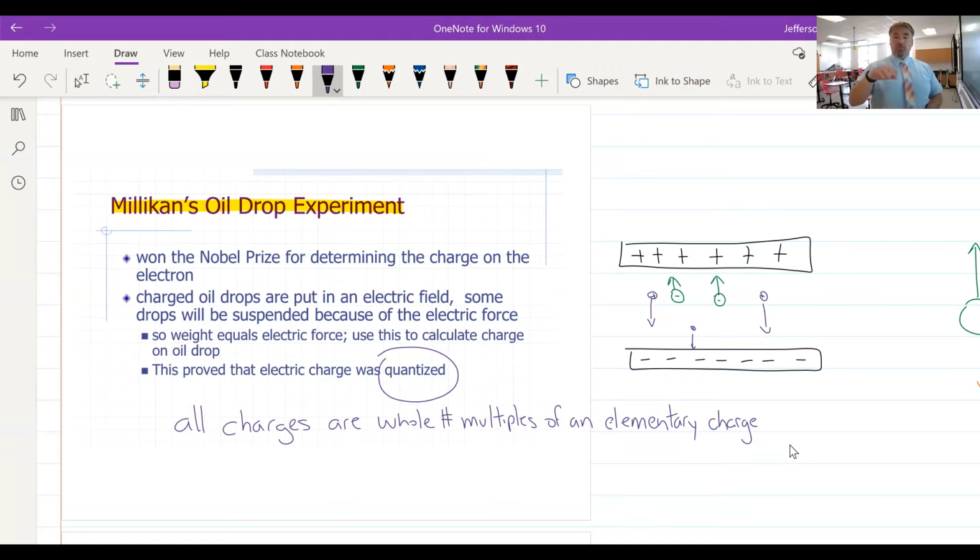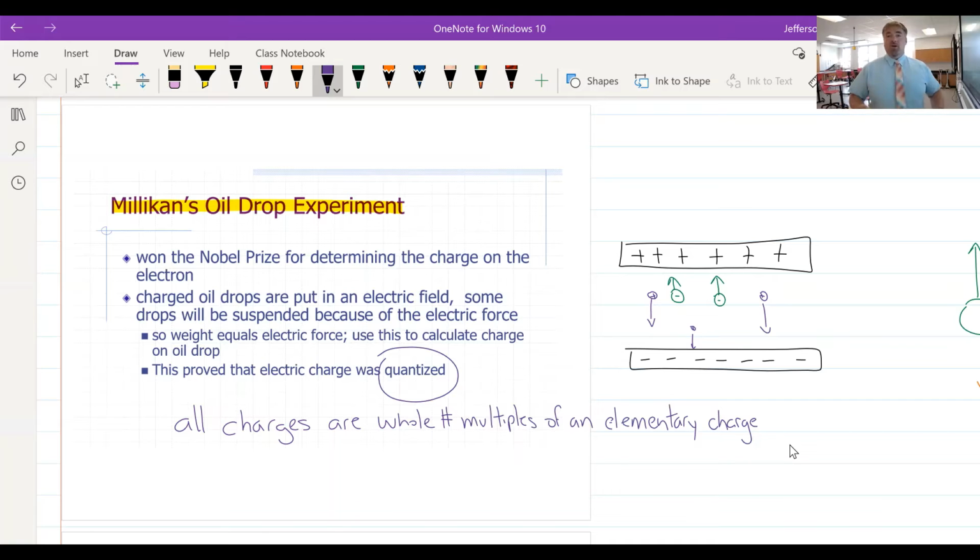A nickel is worth 5 pennies. A dime is worth 10 pennies. A dollar is worth 100 pennies. So the smallest naturally occurring unit of money is a penny. Everything you have is going to be a whole number multiple of that penny.